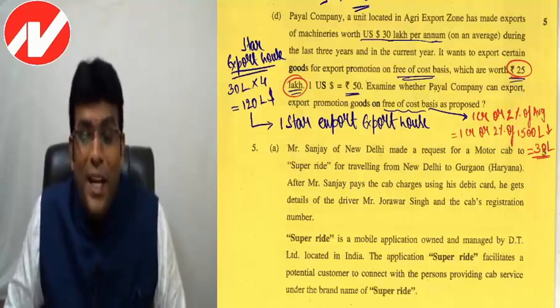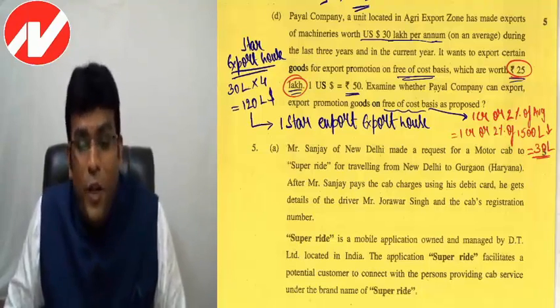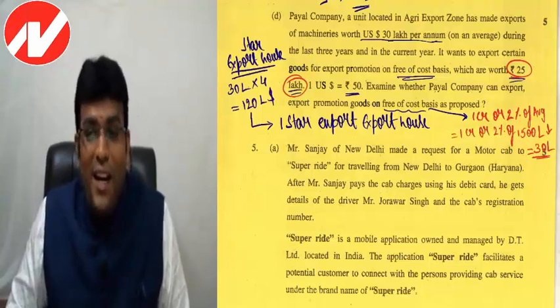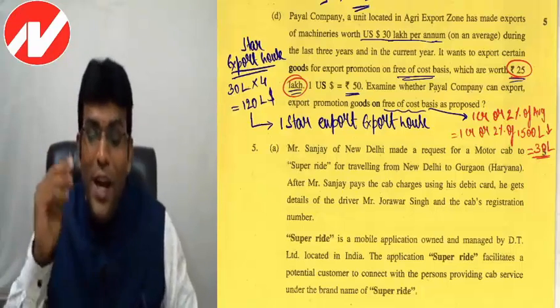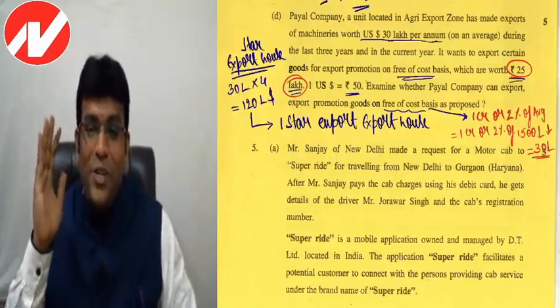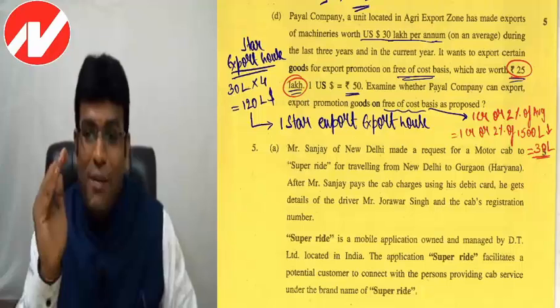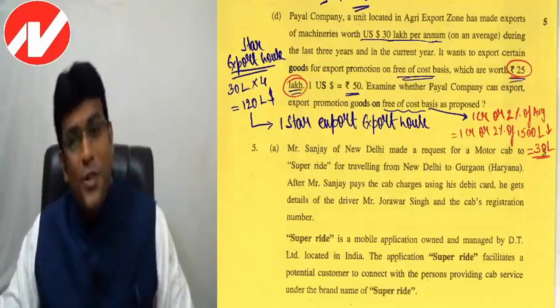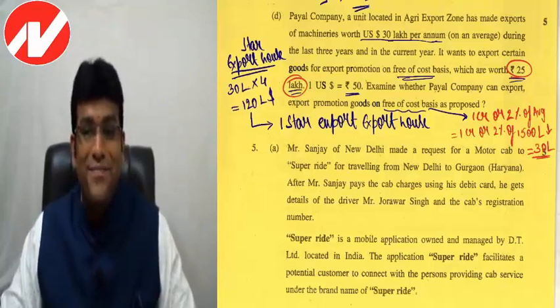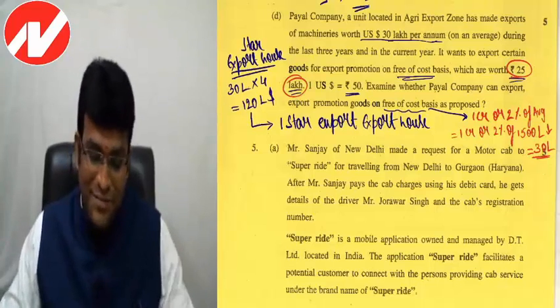30 lakh per annum into 50 rupees per dollar comes to 1500 lakhs. So 2% of 1500 lakhs is 30 lakhs. 1 crore, 30 lakhs, whichever is lower. So answer becomes 30 lakhs. So happily they can do free of cost basis 25 lakhs, no problem at all. Clear, friends? Done.